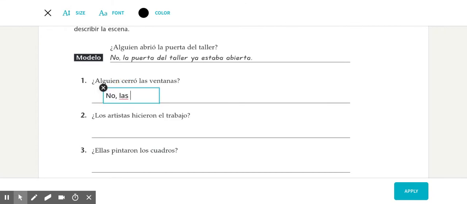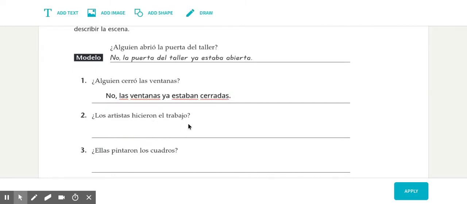No, las ventanas ya estaban... You're going to use estaban here because it's more than one window, right? It's plural. They were closed. Ya estaban cerradas. Los artistas hicieron el trabajo.